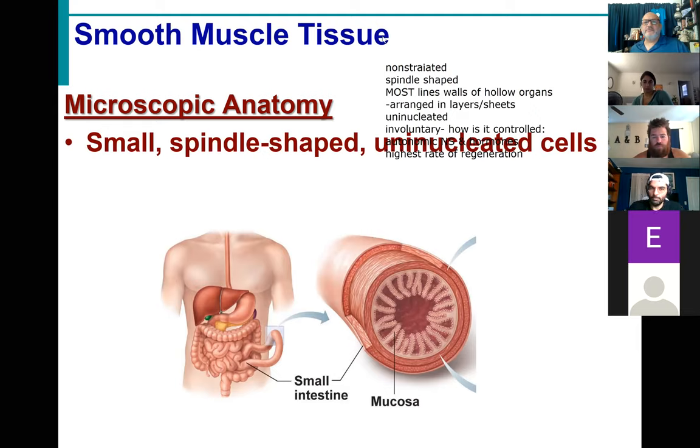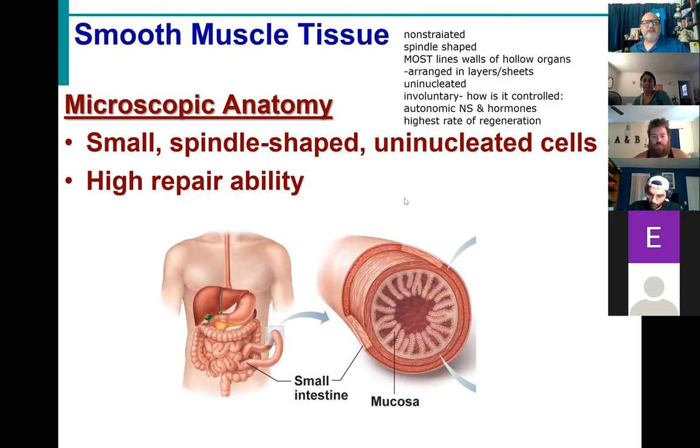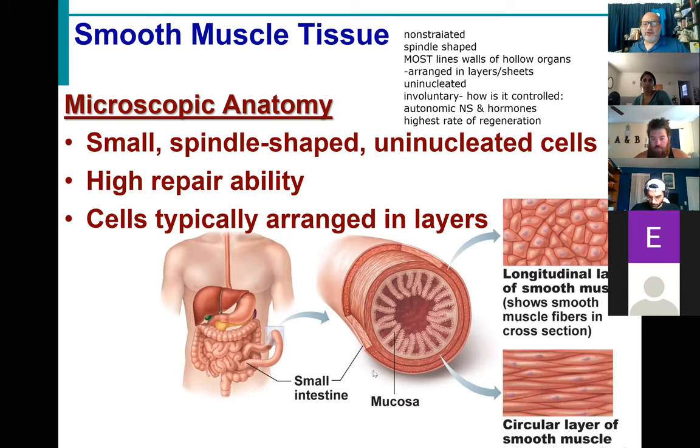So again, they're small, spindle-shaped, uninucleated cells, absolutely high repairability, lining the walls of our hollow organs, arranged in layers or sheets. Excellent. Notice here in our small intestine, there are actually two different layers that have a different orientation to them. One goes around the circumference of the small intestine. And as we know, circular muscles can change the diameter of that. And the other are longitudinal, where they run the length of the tube. And so they're able to change the length, right? Decrease or increase the length by contracting and relaxing.